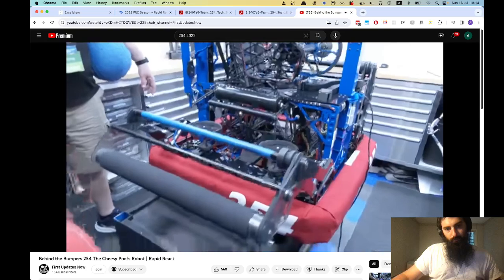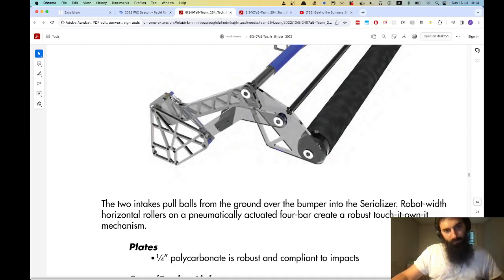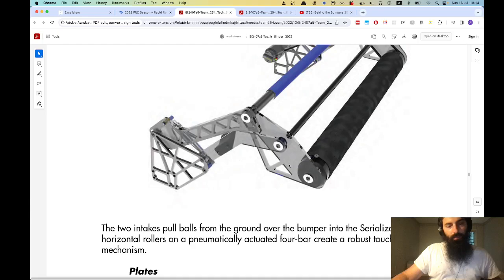Let's intake a ball here. You see that it can retract outwards. And as you can see over here, this is the piston. Okay, and that's this piece right here.